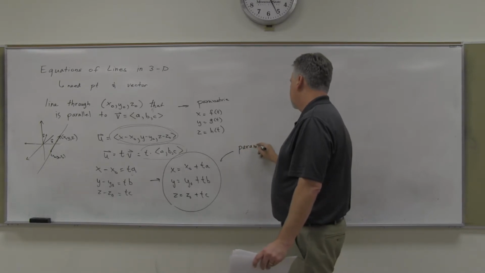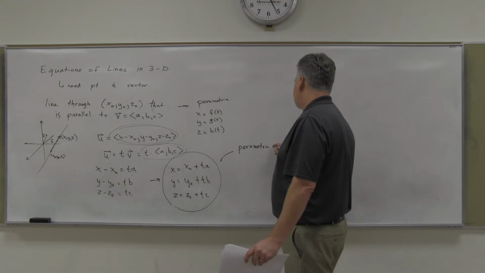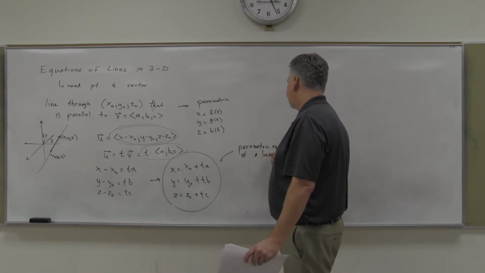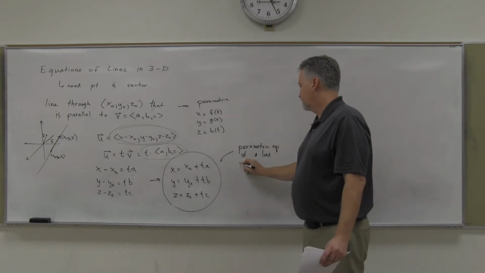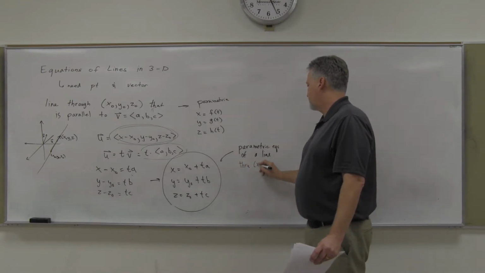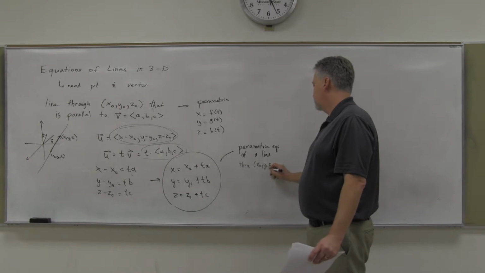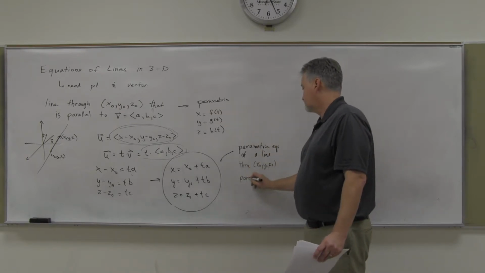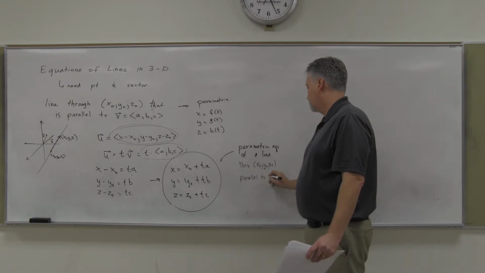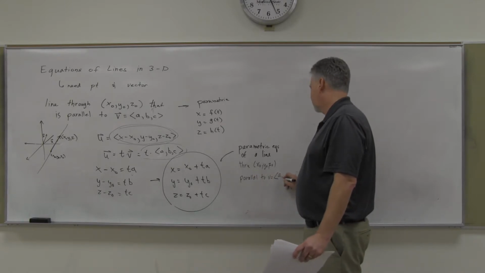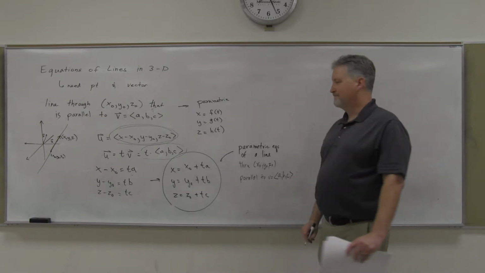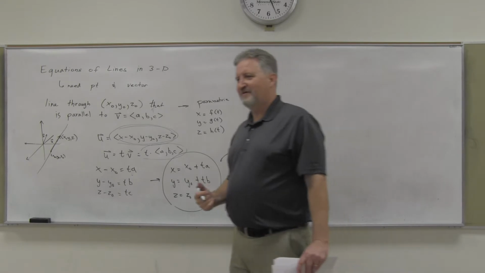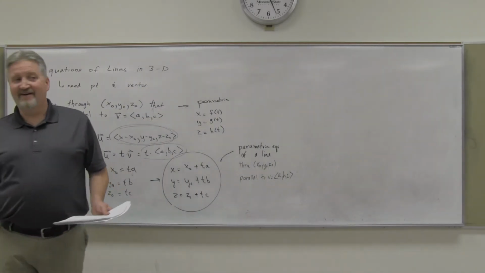Parametric form of a line. Parametric equations of a line through x0, y0, z0, parallel to the vector with components A, B, C. Okay. So it may not roll off the tongue like slope-intercept form of a line, but that's what it is, okay?